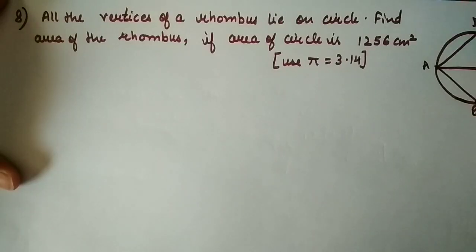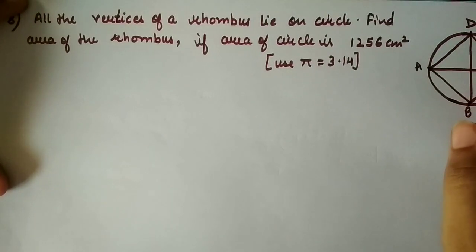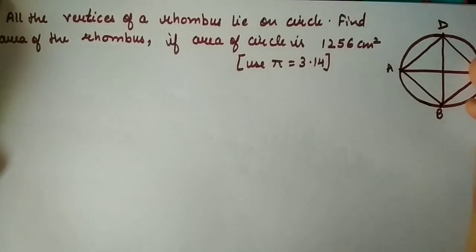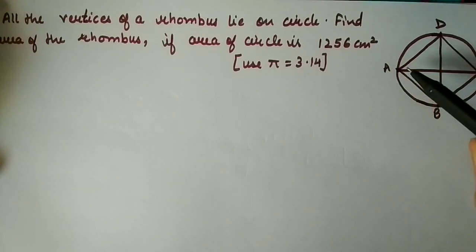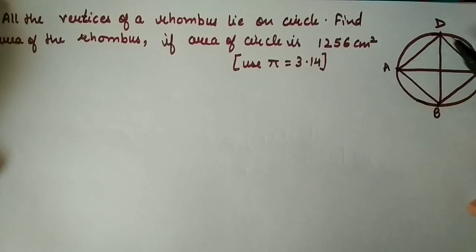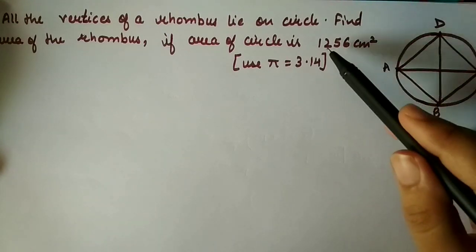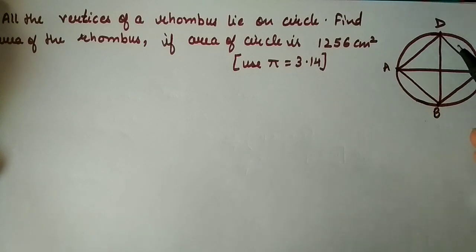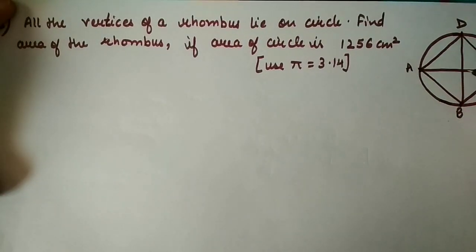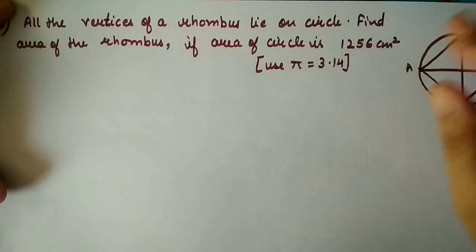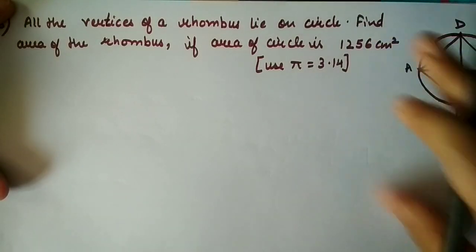Okay. Now in the 8th question it is given that all the vertices of a rhombus lie on the circle. We have to find the area of the rhombus if the area of circle is given to be 1256 centimeter square. So this is a circle and a rhombus is inscribed inside the circle. The vertices of the rhombus lie on the circle. We have to find the area of rhombus, and area of circle is given to be 1256 centimeters square. Now first of all let us find out the radius of the circle, because we don't know anything except the area, but using the formula we can find the radius.